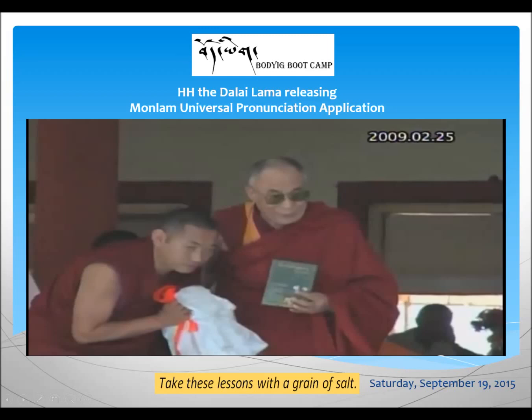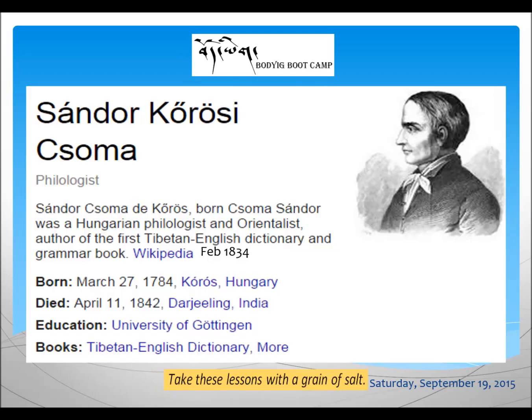So in this picture, His Holiness the Dalai Lama is releasing Melam Universal Pronunciation Application in 2009. And this is the renowned Bishop Melam La. He is the one who created all those applications, a suite of applications. And this is the first guy who created a Tibetan English dictionary in 1834. So he's a Hungarian guy, Sandor Korosi Soma, and he's the first one to create a Tibetan English dictionary in 1834.